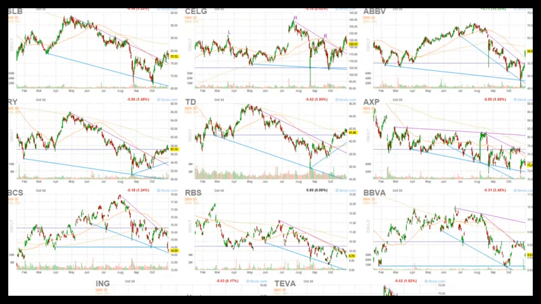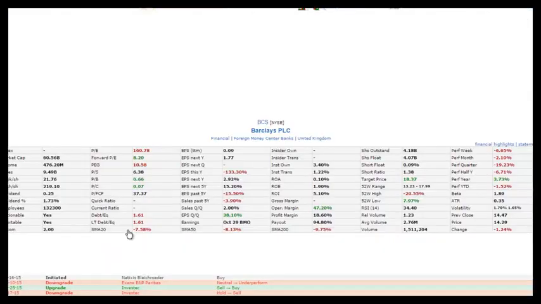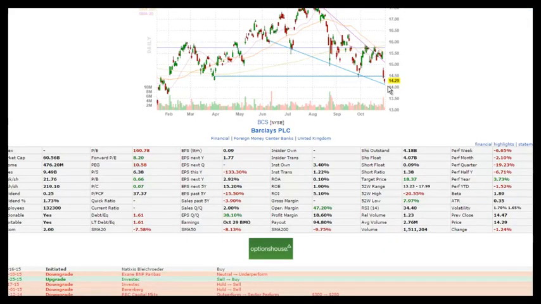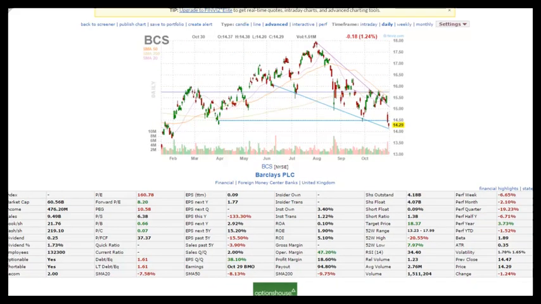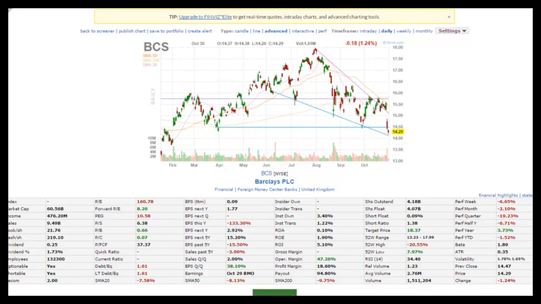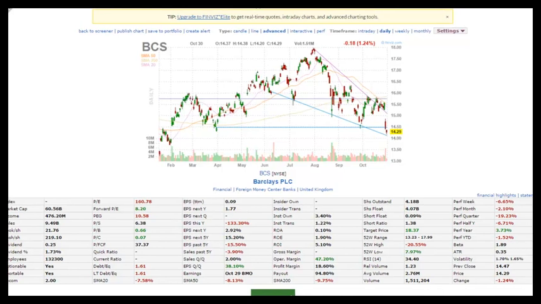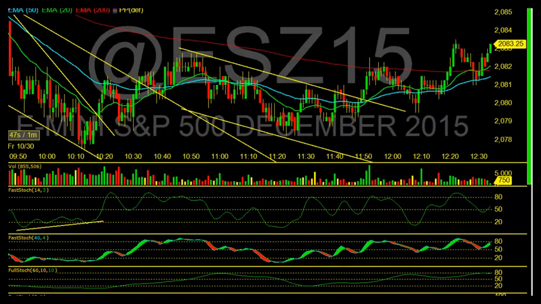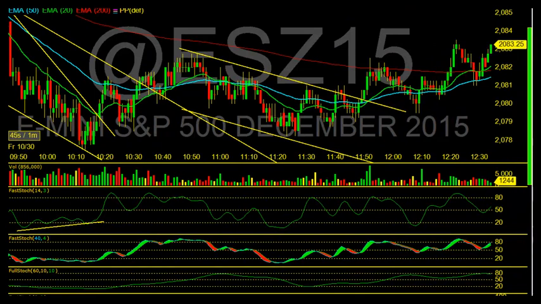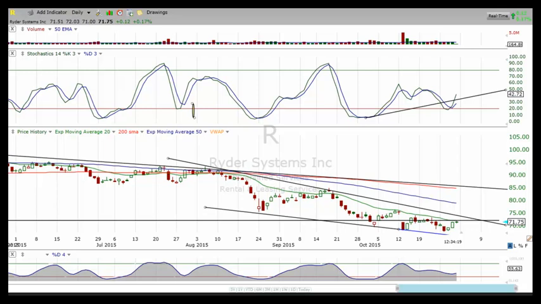All right, this one over here is a foreign money center bank, Barclays. Barclays has a little wedge pattern going for it, and it has a little lower low. So I'll find one of these, and it's not a stock that I typically trade, but it's a good name. So I want to go back over here. The market here is starting to move back up a little. I want to bring up the BCS on this chart right here.